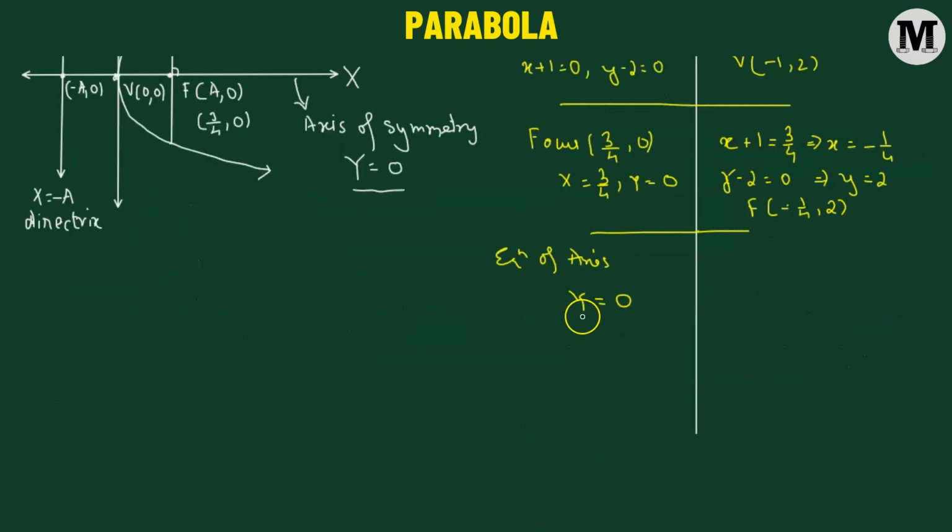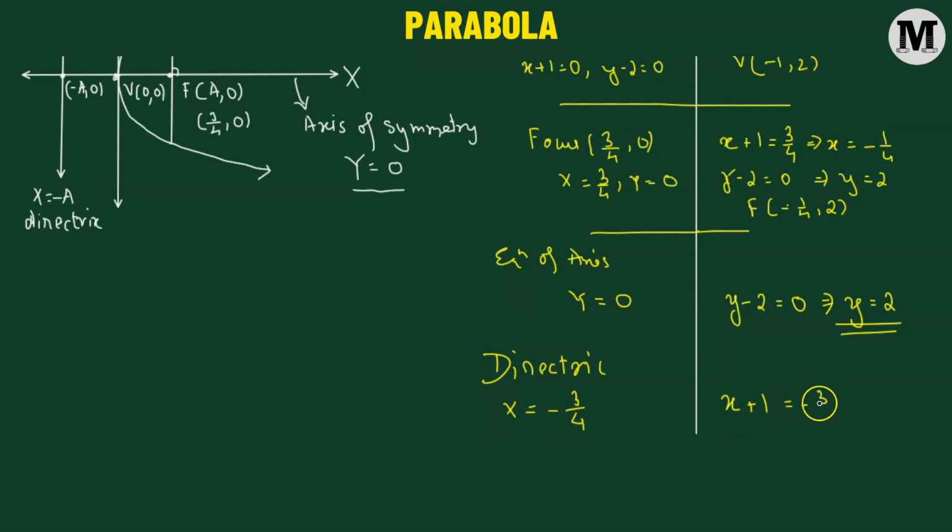Now let's consider the equation of the axis. According to the old coordinate system, in place of y, we're going to replace it with y minus 2 equals 0. That gives us y equals 2. So this is going to be the equation of the axis. Then let's come to the equation of the directrix. The equation of the directrix, we obtained as x equals negative a. So a is 3 over 4, and we're going to replace the value of x with x plus 1. So x plus 1 will be equal to negative 3 over 4, which gives the equation x equals negative 7 over 4. This is going to be the equation of the directrix.